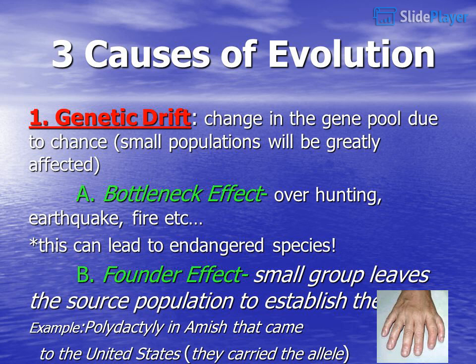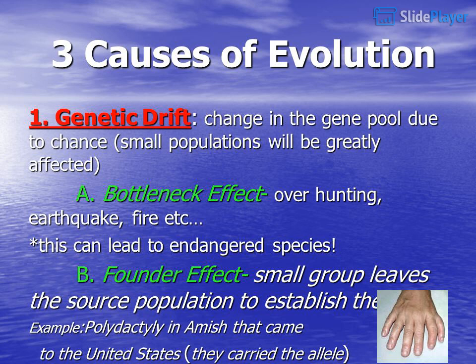3 causes of evolution. 1. Genetic drift: change in the gene pool due to chance. Small populations will be greatly affected. A. Bottleneck effect: overhunting, earthquake, fire, etc. This can lead to endangered species.